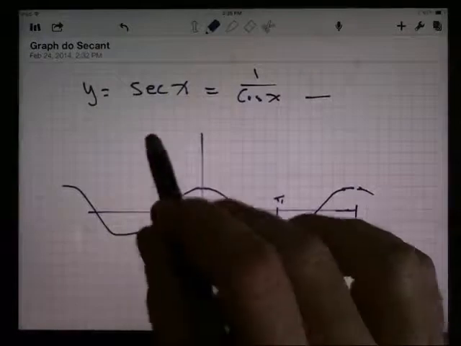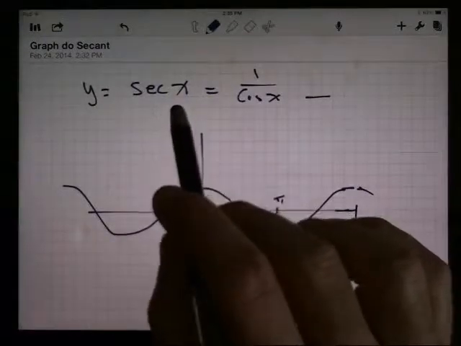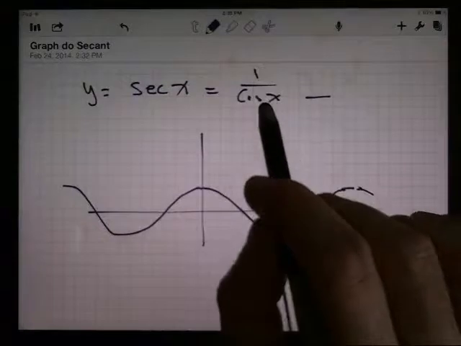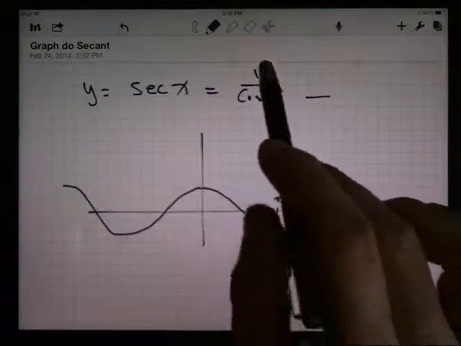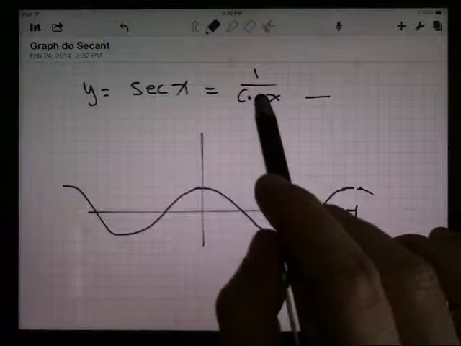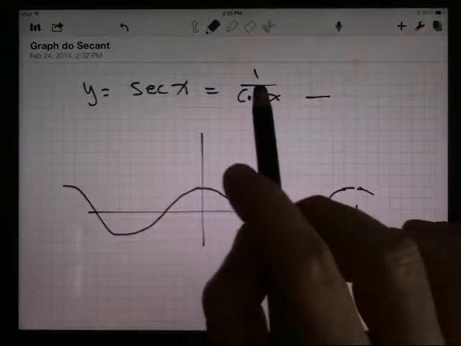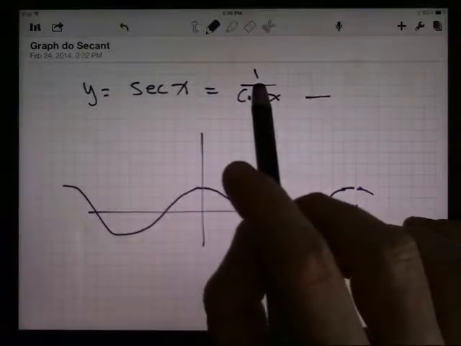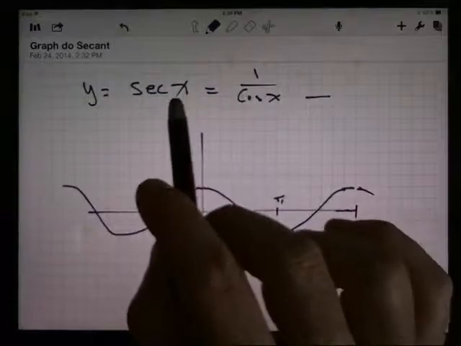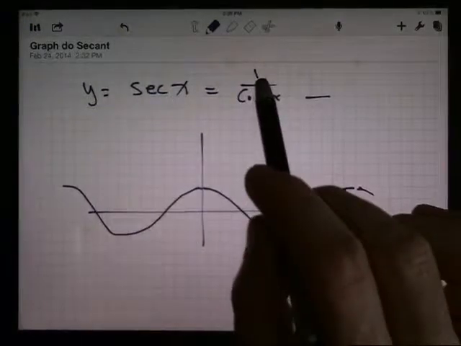So what does the secant do? Well, thinking in terms of numerator and denominator here, the secant will equal 0 whenever this numerator is equal to 0. But I don't know about you, but I can't think of any times that 1 is ever equal to 0. So this graph is never going to hit the x-intercept because that numerator is never 0.